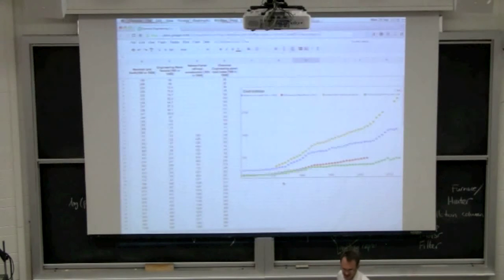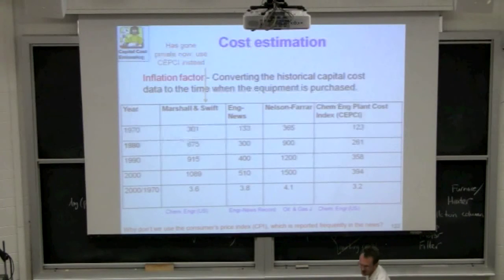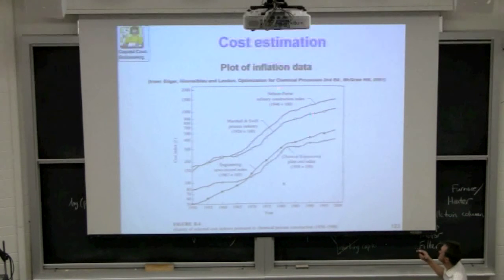Each of these indexes specializes itself in a certain way. For example, the Nelson-Farrar index is, as said there, for refineries. Marshall and Swift is for the process industries. Chemical Engineering Plant Cost Index is exactly what it says there, for chemical engineering plants. And Engineering News Record Index is for a more general engineering type plant.